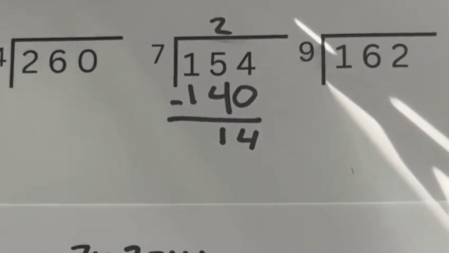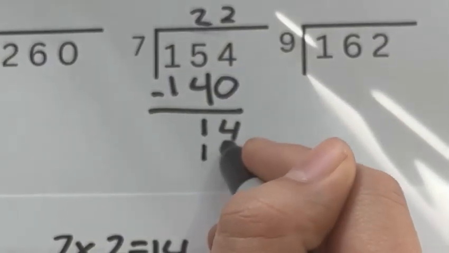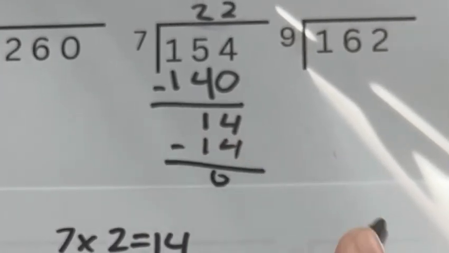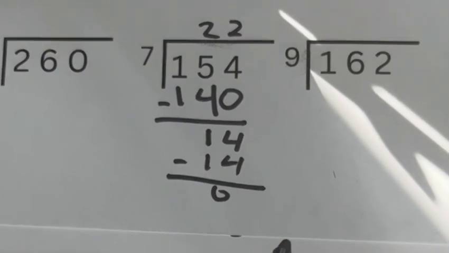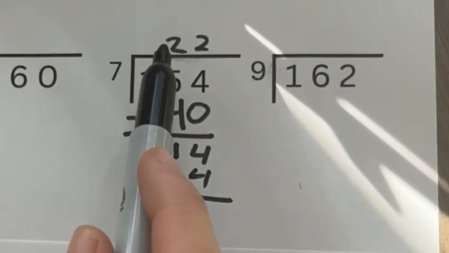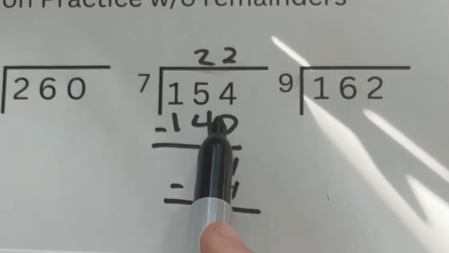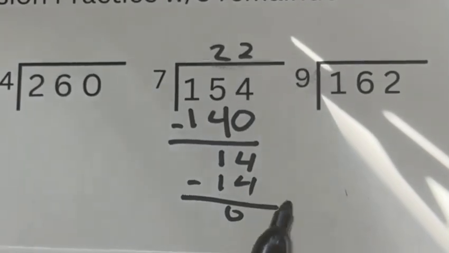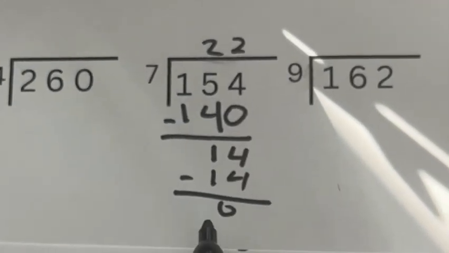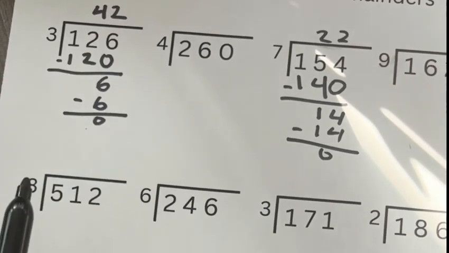So we don't write anything for that. Now we can see that 7 times 2 again equals 14, and we get a 0 in the end. So what we did here is we did 7 times 2 equals 14, add a 0, and then you just subtract that, right? Do it again, get a 0. Let's try a harder one.